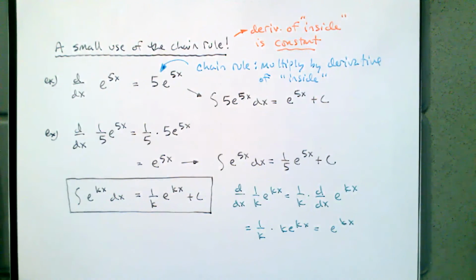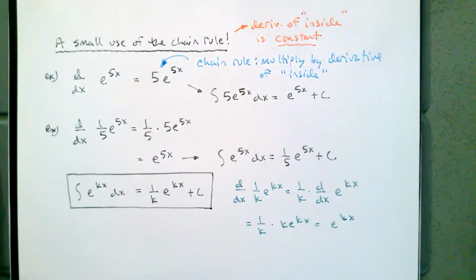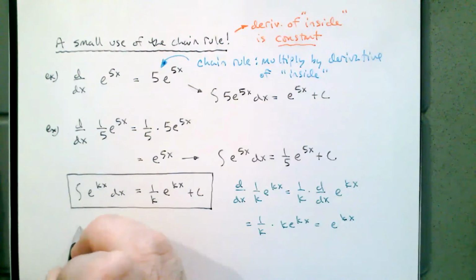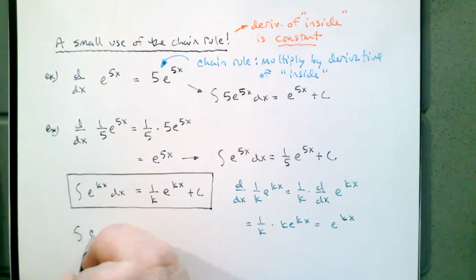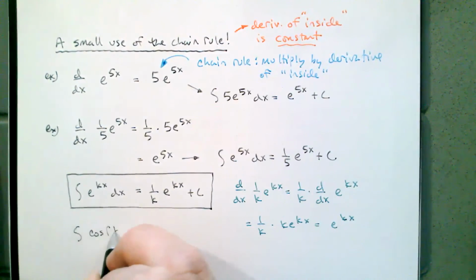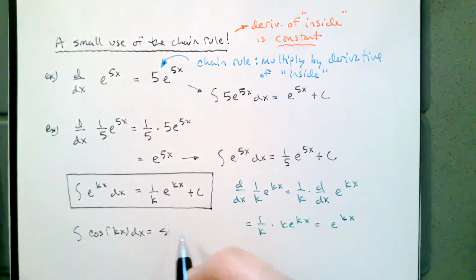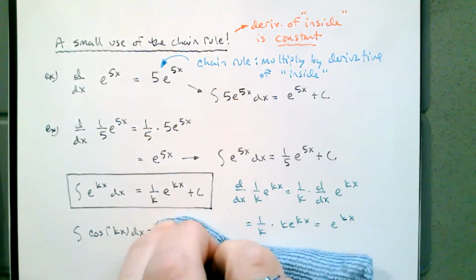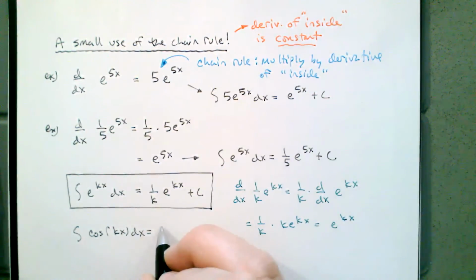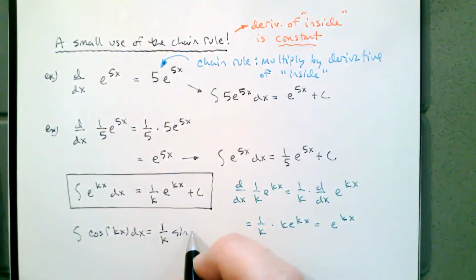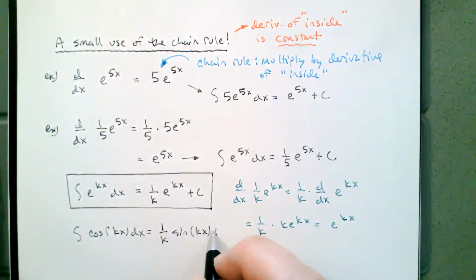So we can modify this some more. Since the derivative of sine is cosine, the integral of cosine is sine. So the integral of cosine of kx dx is going to be 1 over k times the sine of kx plus c.